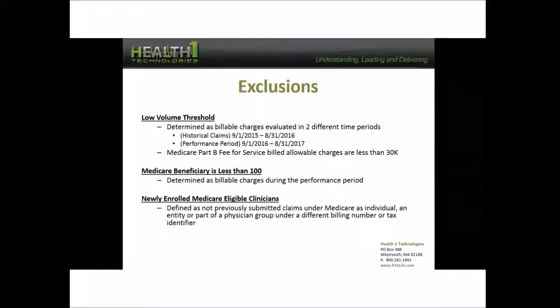The other category that's in there, and this again is calculated on a very similar mechanism, is if your Medicare beneficiary count is less than 100. So even if you bill over $30,000, if your total Medicare beneficiary count is less than 100, you are excluded from MIPS. And this is meant to be for those specialties that might have a high value test or procedure that they bill that puts them over the $30,000 mark, but they have fewer than 100 patients. So that's why there's both the low volume threshold and the beneficiary allowance in there.